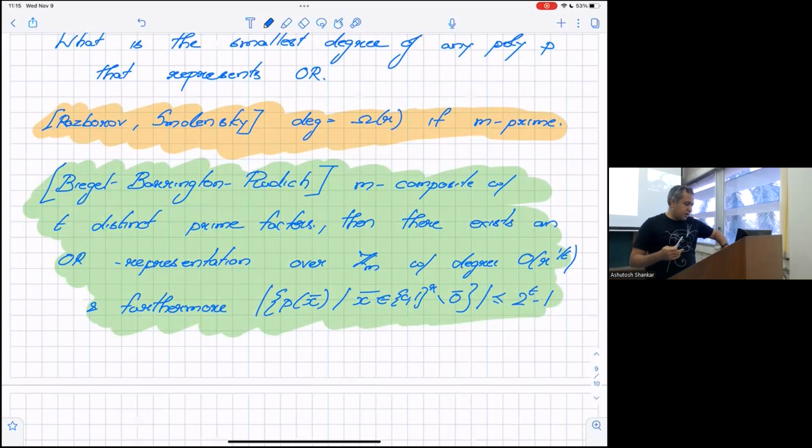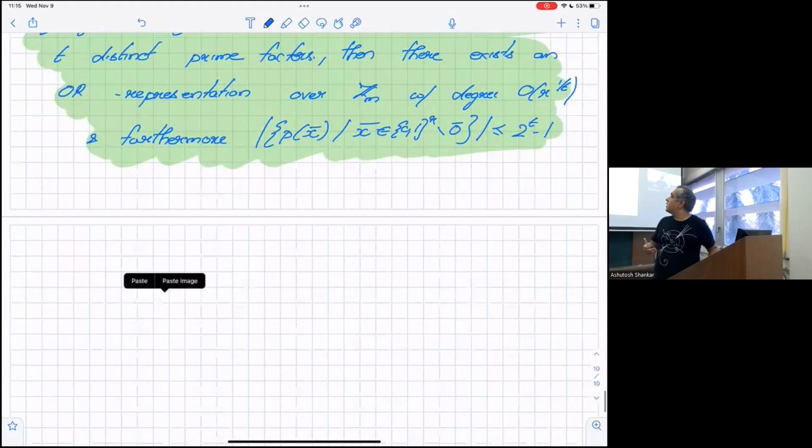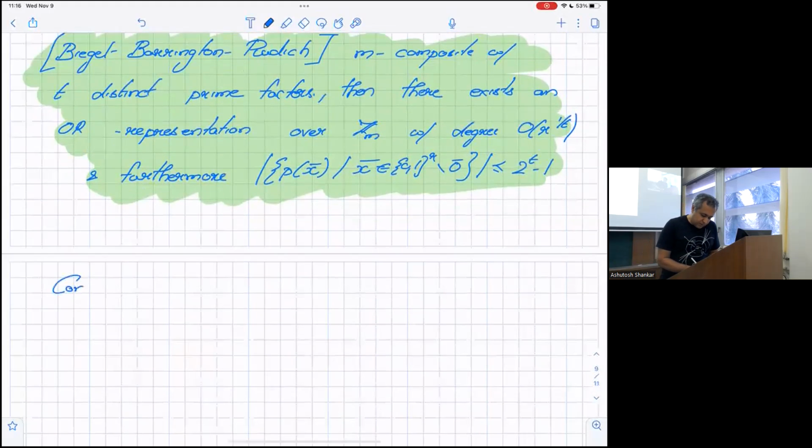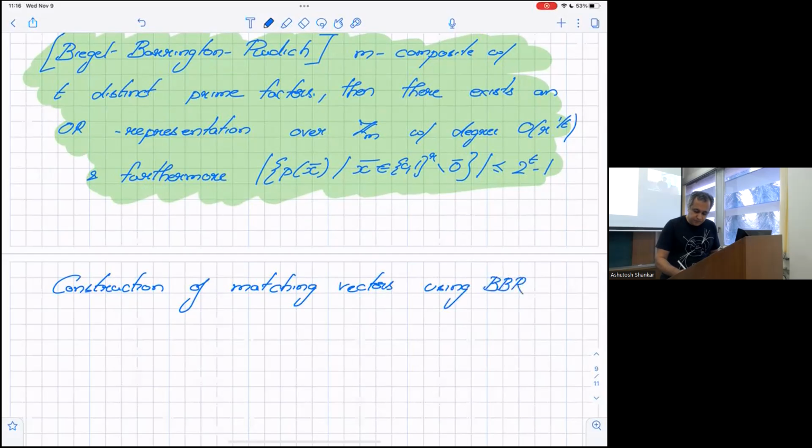But I want to claim that once you are given this, a matching vector is almost trivial. So why is a matching vector trivial? I'm going to give a construction. We'll just do this in 3 minutes and we'll wrap up. Construction of matching vectors using the BBR construction, BBR representation.